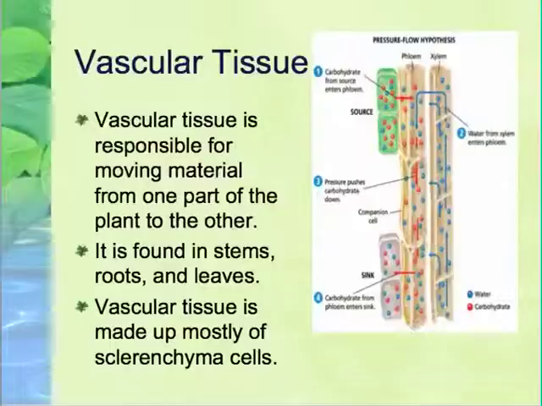Glucose, water, all of those things are going to be in that vascular tissue and all the parts of the plant that's needed. So it shouldn't surprise you that they're found in roots, stems, leaves, and pretty much everywhere else. It also shouldn't surprise you that they're made up primarily of sclerenchyma cells.